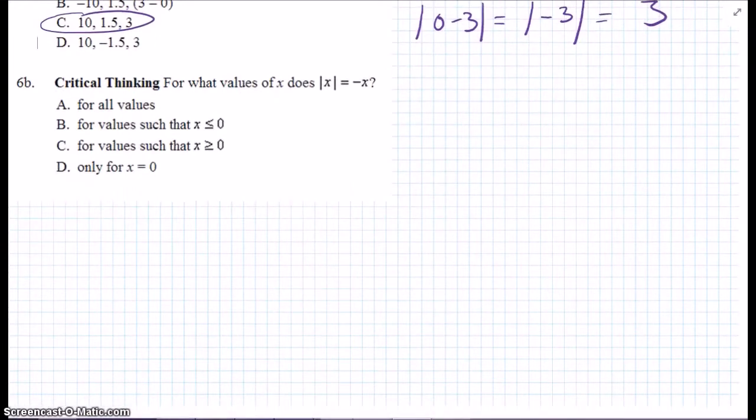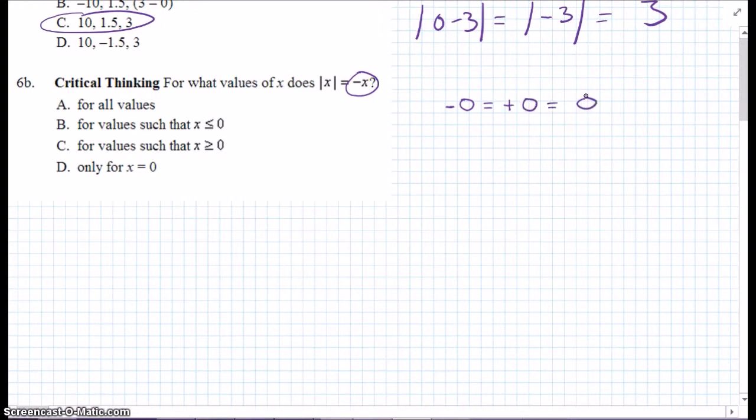Critical thinking. For what value x does the absolute value of x equal negative x? Okay, I just told you it can't be a negative value. So let's think about that. So negative 0 would be the only possible answer. Is the same thing as positive 0, which is the same thing as 0. So the answer would be D.